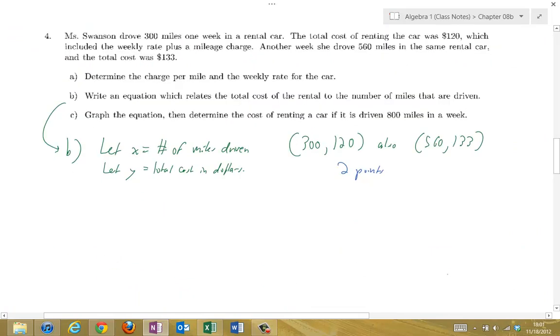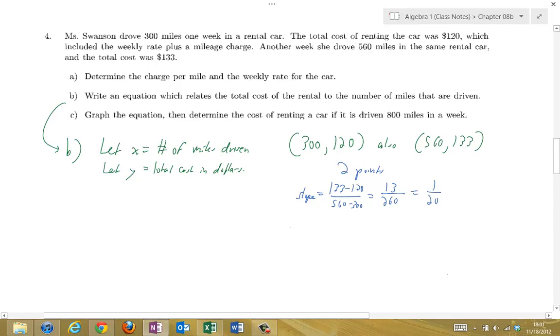We do that by finding a slope. Slope would be equal to 133 minus 120 over 560 minus 300. I chose that order so I could avoid negative numbers, not fractions. I have 13 over 260, which is going to simplify to 1 over 20. There's the slope. I don't have a y-intercept.